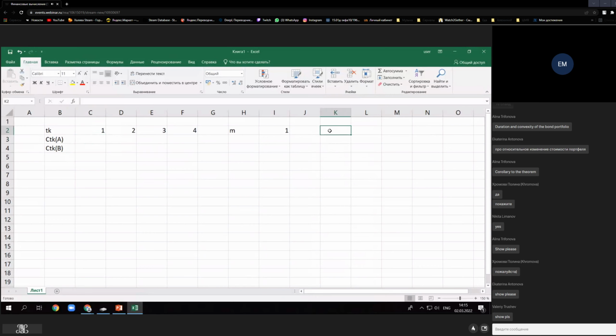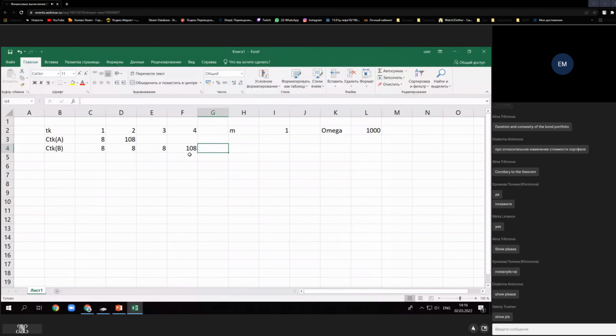Actually, we know that the initial sum of the investment omega is equal to 1,000. We know that at the initial moment of time, the rates are equal to 8%. It means we have the internal rate of return. So the coupons are equal to 8%. So here are the payments.